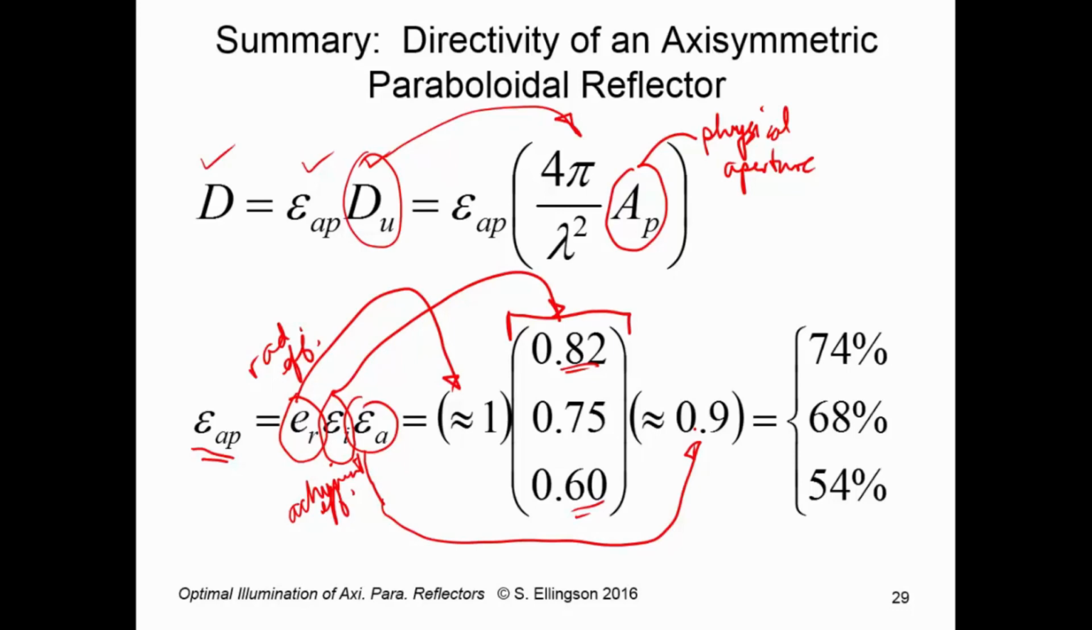So when you multiply all three things together, that gives you a good estimate of the aperture efficiency, and so we can compute some typical values. Typical is 74%, common is 68%, and also common, but representing a reflector antenna which is not particularly well designed, is 54%. So this is a common range of values of aperture efficiency for paraboloidal reflectors.